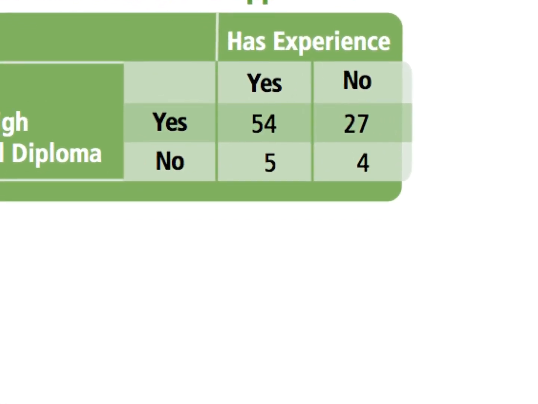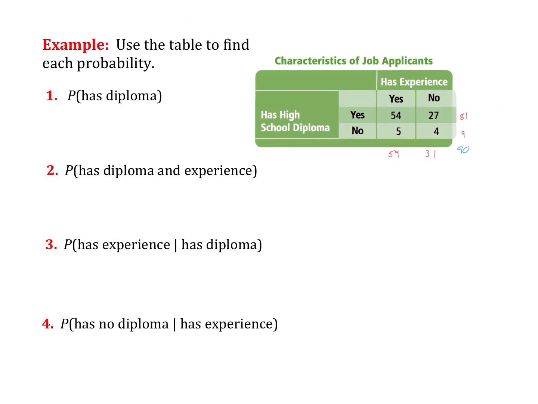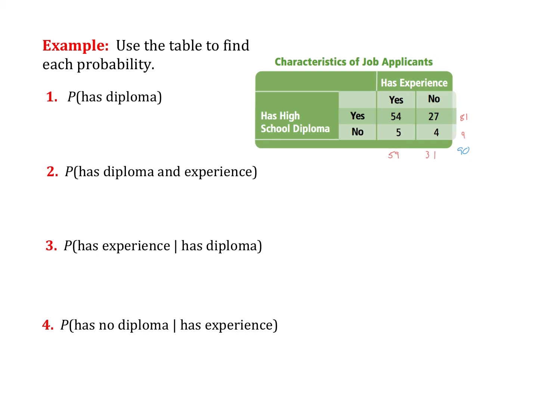So I'll add up straight down at the bottom of each column. I'll do so at the end of each row. And I should get the same total, oopsies, in that bottom corner. So 90 both times, cool. So if I want the probability that someone has a diploma, so 81 people do have a diploma out of the 90 total, we'd have 81 over 90. Go to your calculator, you'll get 90%.